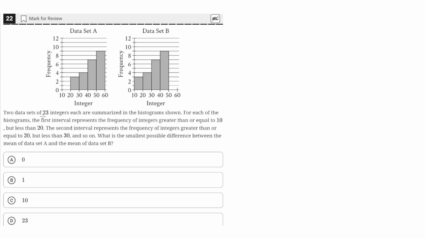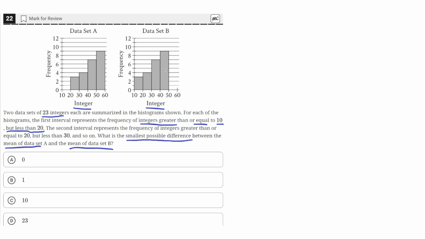Two data sets of 23 integers each are summarized in the histogram shown. For each of the histograms, the first interval represents the frequency of integers greater than or equal to 10, but less than 20. The second interval represents the frequency of integers greater than or equal to 20, but less than 30, and so on. What is the smallest possible difference between the mean of dataset A and the mean of dataset B? Okay, so these are the data sets where the x-axis shows the integer or the value in the data set, and then the frequency here shows how many times that integer occurs in the data set.